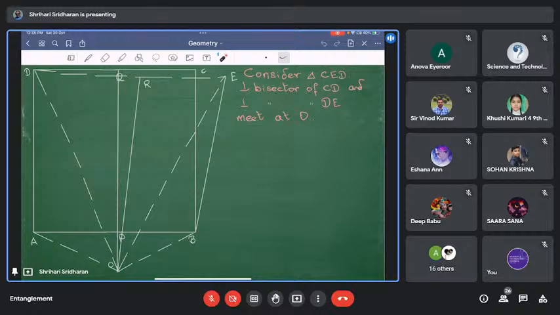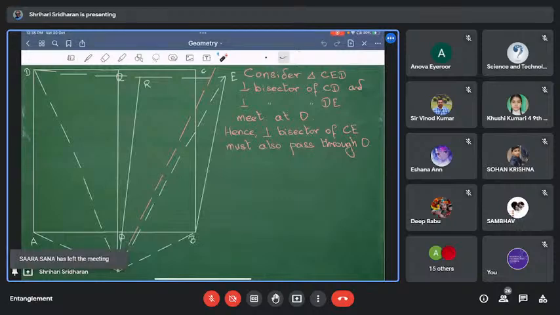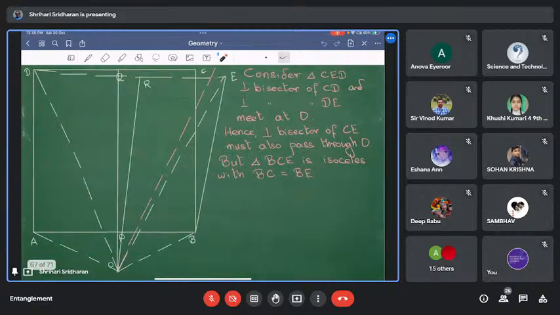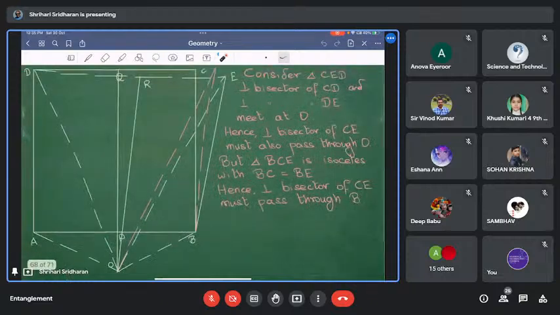So, if these two perpendicular bisectors meet at O, it means that the perpendicular bisector of CE should also pass through O. Now, let us consider the triangle BCE. This triangle. Now, in this triangle, by construction, BC and BE are equal. They are of the same length, side S, which means the perpendicular bisector of CE should pass through B.